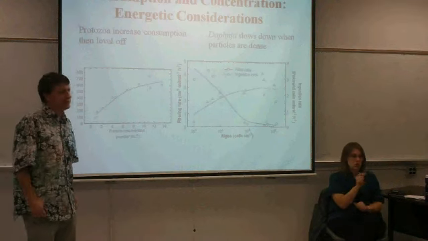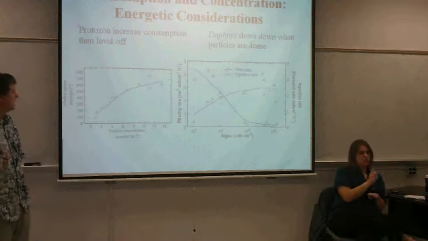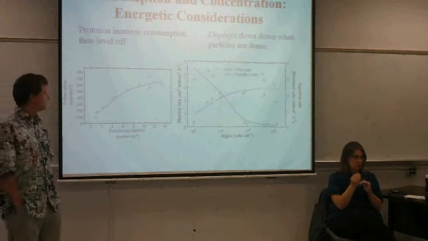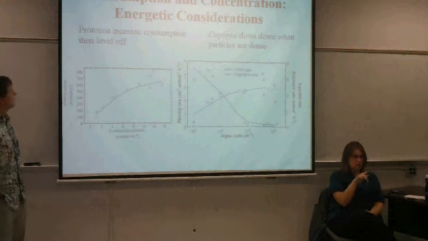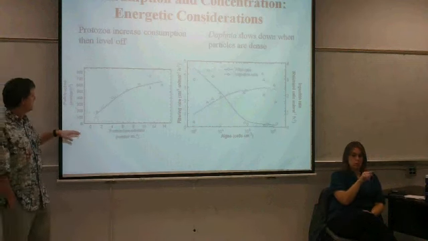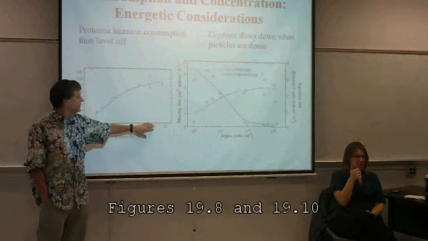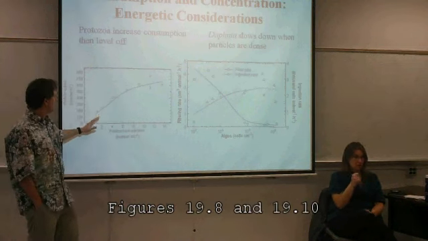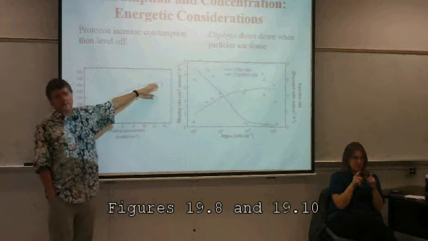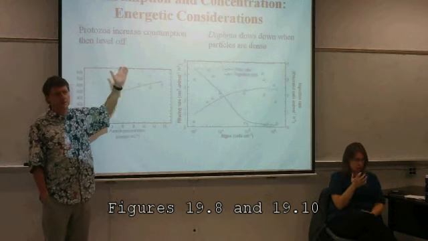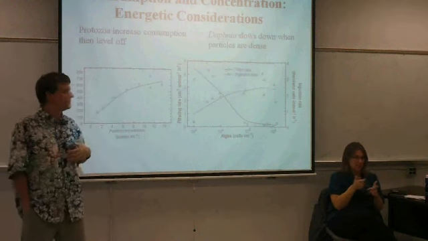So you can think about this in terms of energetic constraints and in terms of particle concentration. And we have protozoa here eating bacteria, and we see that the higher their concentration is, the more they eat. But then at some point they're leveling off here because they can only eat so much, and then they can't grow any faster, and that's the maximum rate.